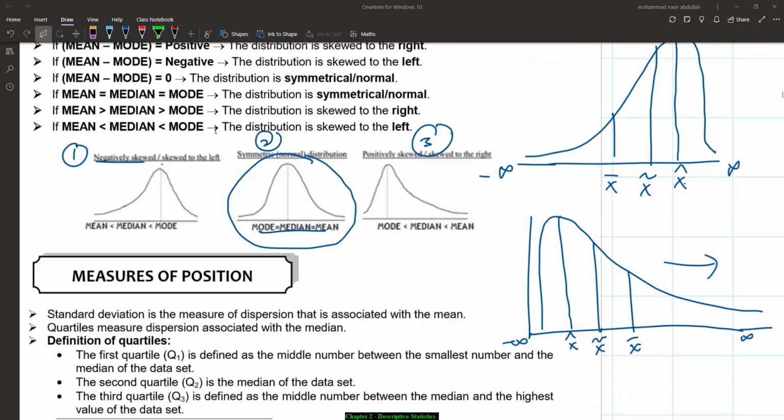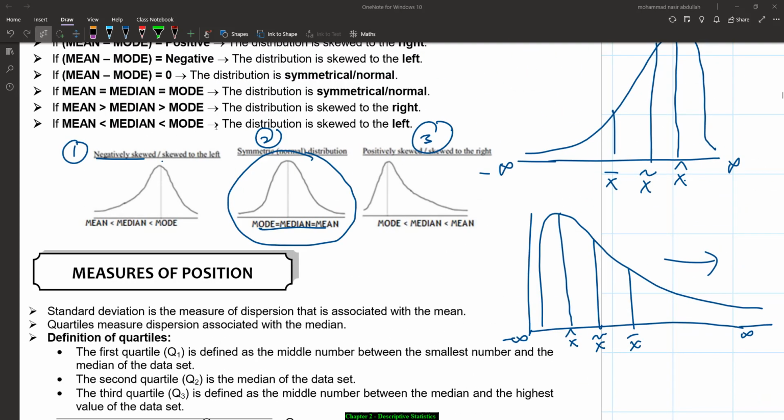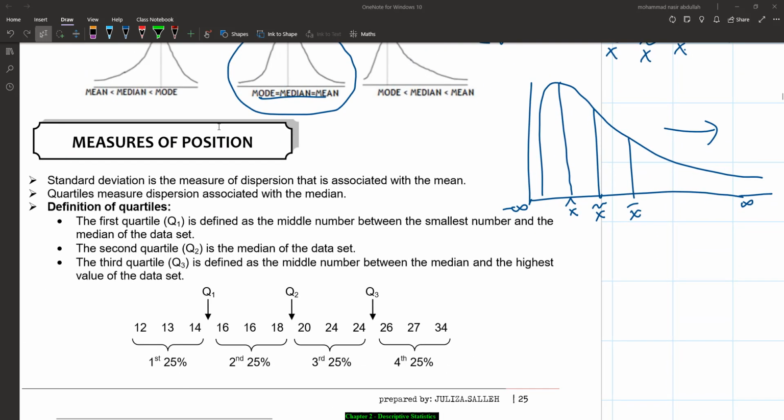Yes. Right. So I think we take a 10-minute break. We're going to continue at 10 o'clock before we go to measure of position.